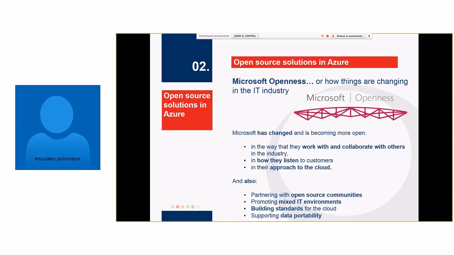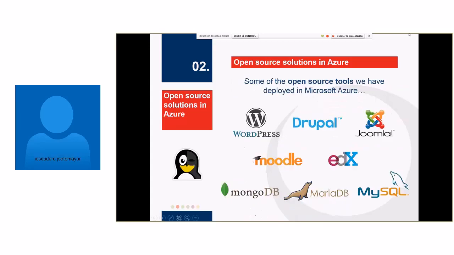So some of the open source tools that we have deployed in Azure, some of them you will surely know. We have deployed WordPress, Drupal, and Joomla, which are CMS. The easiest one is Joomla, of course. Drupal is more complex, and we have business cases in all of them. We even have internal websites from Open Systems that are deployed in one of the three CMS and are in Azure. All our infrastructure is in Azure now.